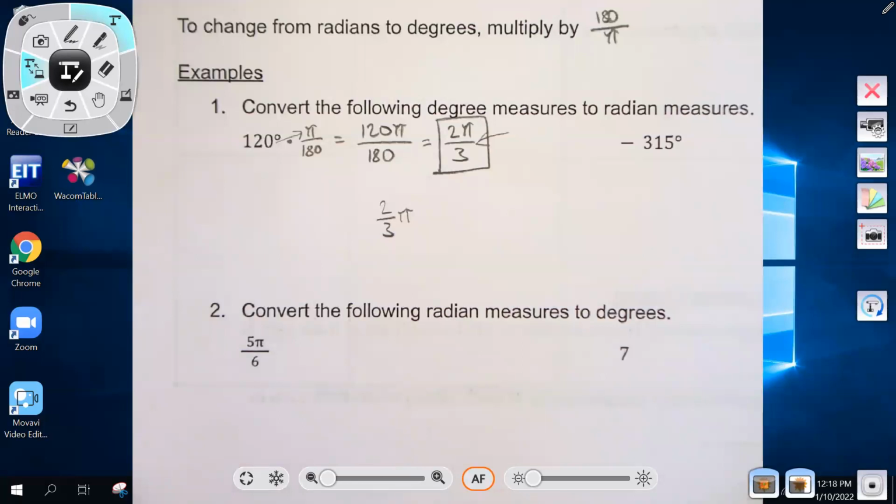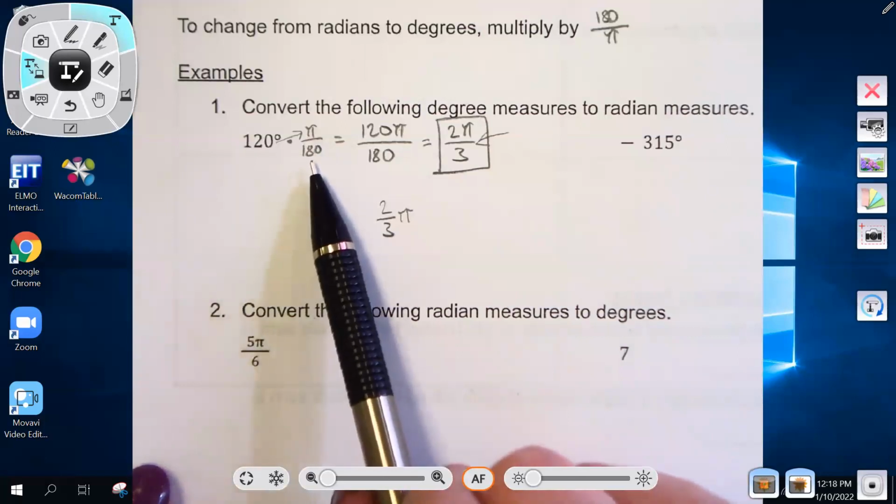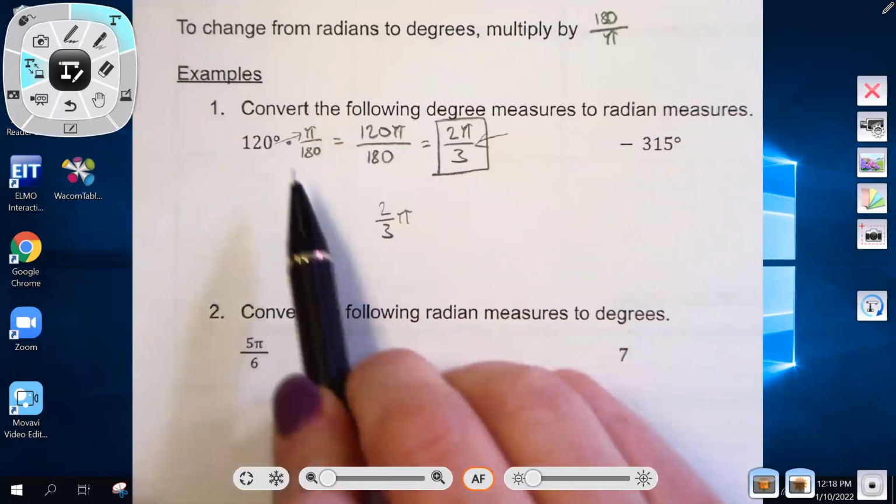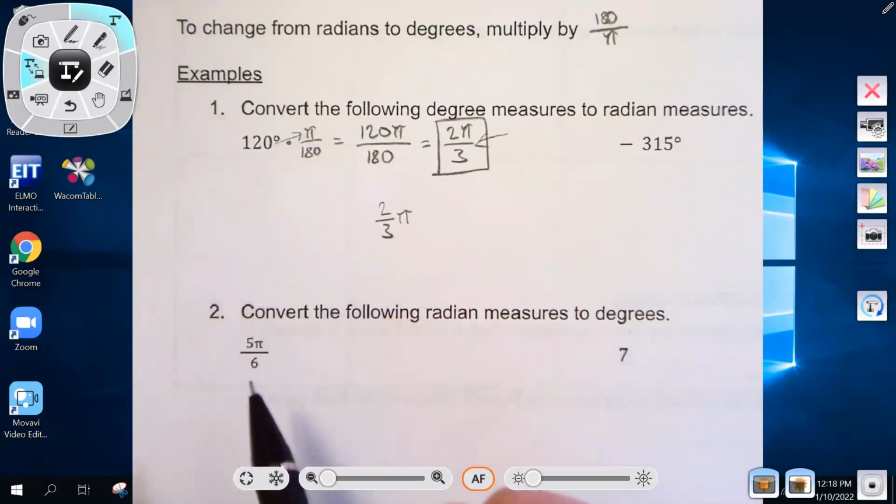You multiply by pi over 180. So you've only ever heard about degrees. Now I'm telling you there's another way to measure angles, and it's called radians. The way that you get to radians is you multiply by pi over 180, and that gives you the radian measure.